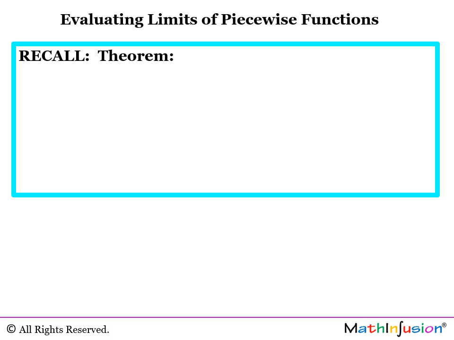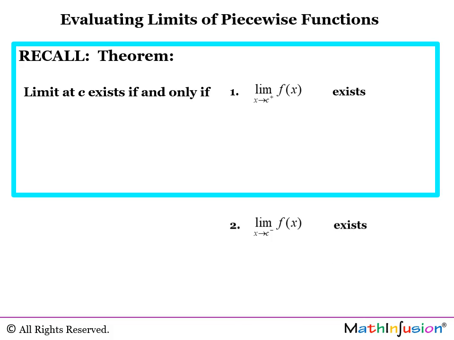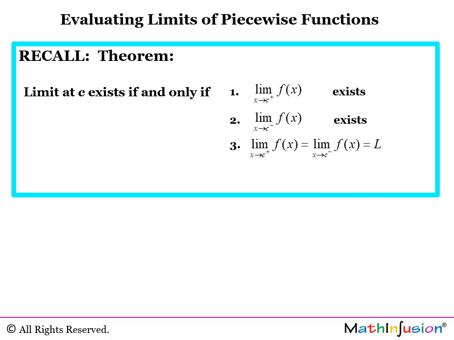Let's recall again the 1, 2, 3 theorem. It says that the limit at c exists if and only if: 1, the limit of the function from the right of c exists; 2, the limit from the left of x equals c exists; and 3, those limits are the same. We also get from this theorem that the common value of 1 and 2 is L, the limit of the function when x approaches c.